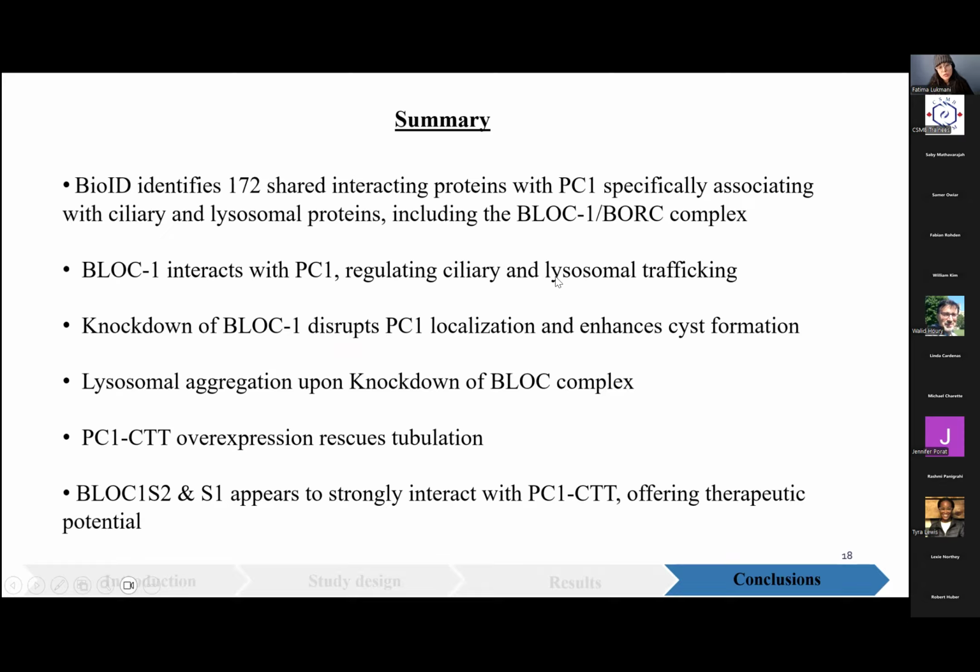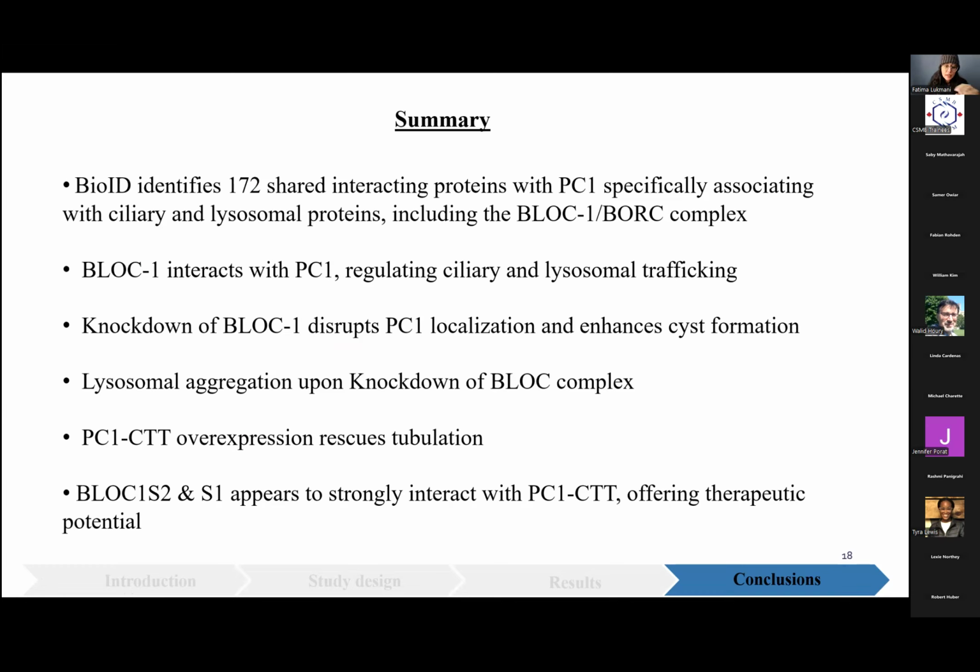but in particular, it was the BLOC-1 complex that stood out here. And this complex was found to have a very direct interaction with PC1, which affects its ciliary as well as its lysosomal trafficking. And once you knock down these BLOC complexes, it's affecting not only the localization of PC1 in the cilia, but it also results in enhanced cyst formation.